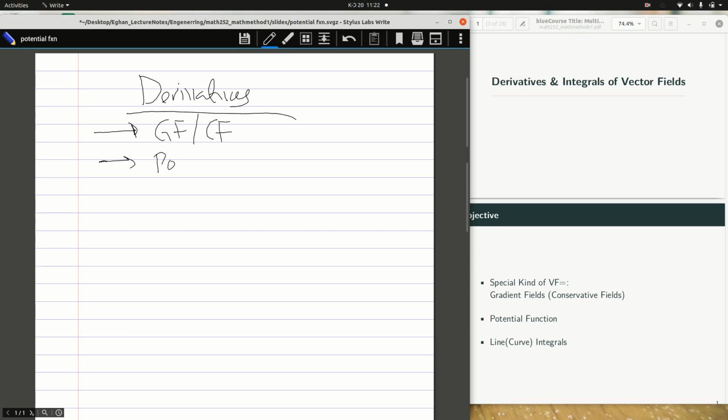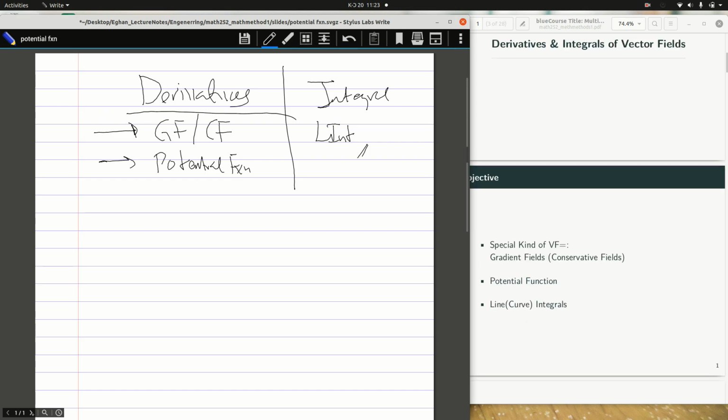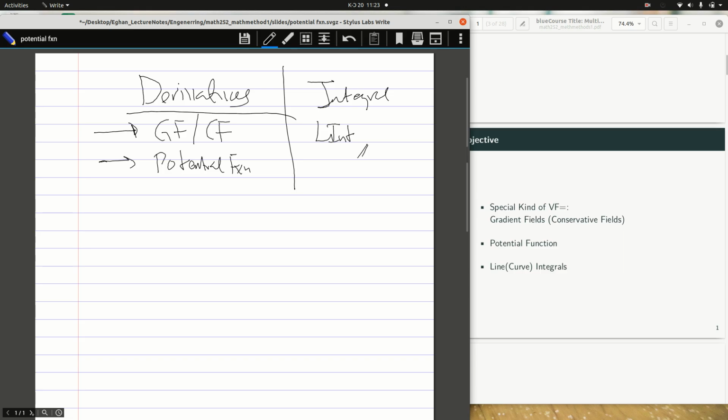I want to go through my slides here to make it easier for us to understand. Before I take an example, let's look at table 1. Now we want to know how these guess functions are obtained. How do I obtain these guess functions for gradient fields, conservative fields, potential functions, and line integrals?